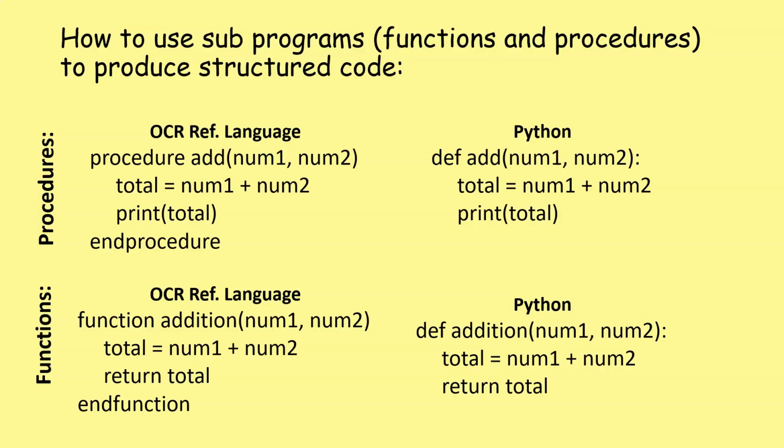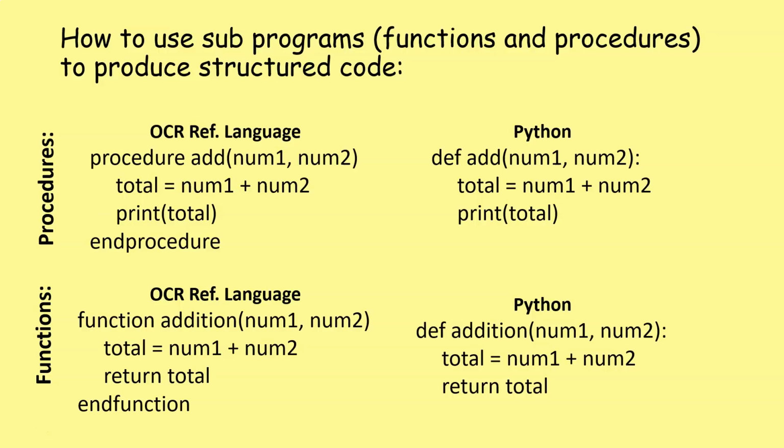In the OCR reference language, we start a procedure with the keyword procedure, then we give it a name, check the exam question in case there's a name already used that you have to use, and then in brackets, any of the parameters. Parameters are values that will be passed to the procedure to be used inside it. In this case, we have 2 parameters that I'm going to call num1 and num2. Then inside my procedure, I'm going to do something. In this case, I'm going to add number 1 and number 2 together as total and print it out. And then I'm going to have the end procedure keyword.